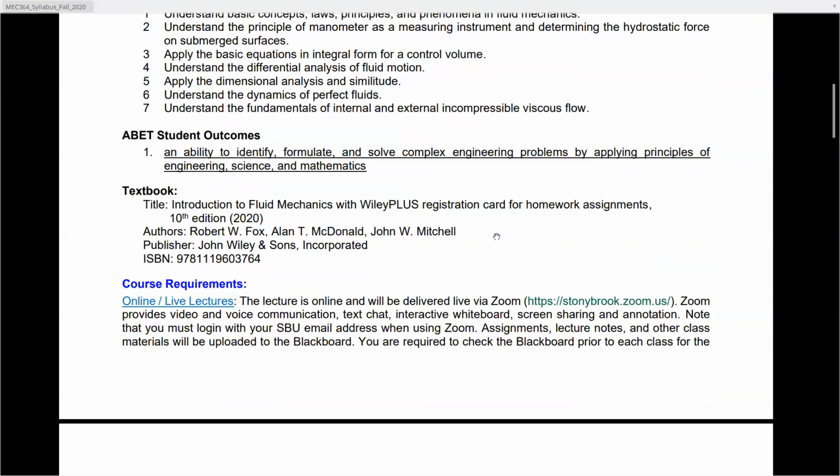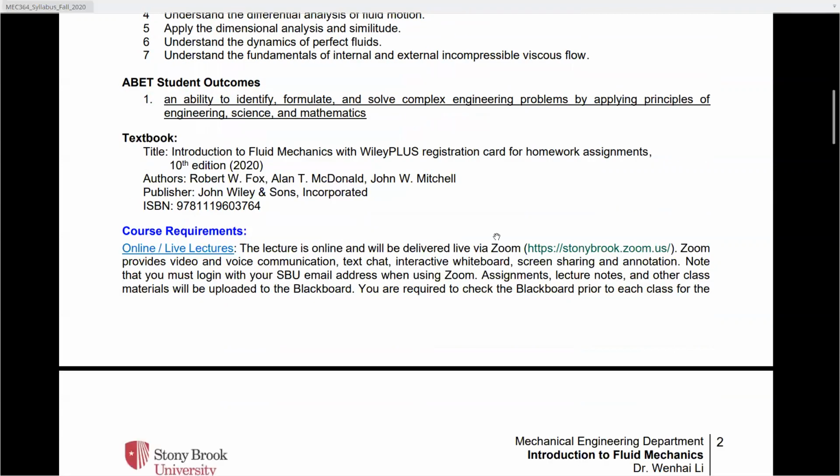Since the class is an online class, we will have some special requirements for it. The class will be delivered by Zoom, and during my lecture I will share my lecture notes through Zoom, and we'll discuss those lecture notes, and I will also write some notes in real time. All the lecture notes, I will post on the Blackboard after the lecture. The live lecture will also be recorded, and the lecture video will also be uploaded to the Blackboard later on.